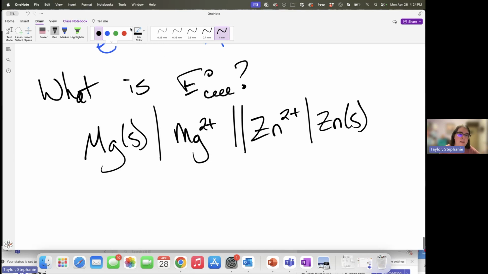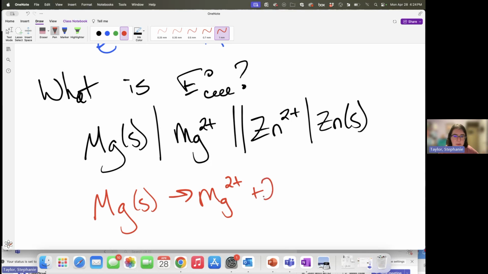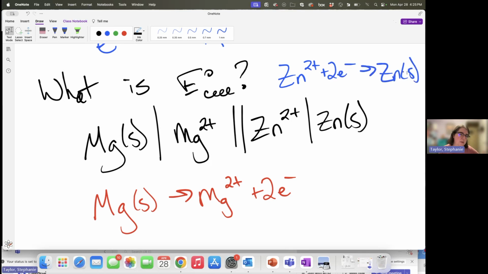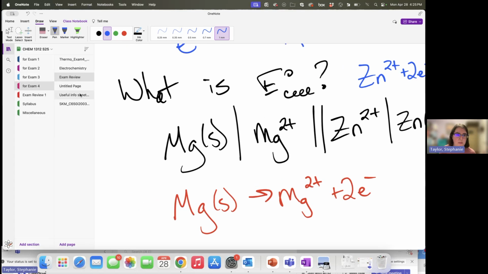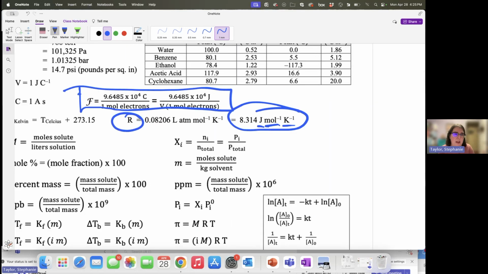So in my cell notation, you do read this from left to right. So this is actually saying that my magnesium solid is going to magnesium 2+, which would then be plus 2 electrons. So I do in fact read this as my reactants on the left, my products on the right. So therefore I'm also reading this as my zinc 2+, gaining 2 electrons to go to zinc solid. So I do read my cell notation from left to right. If the goal is standard E cell, then again, I'm going to flip back to my big table and find both of these reactions.